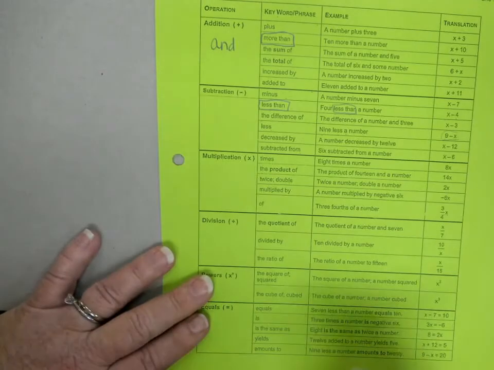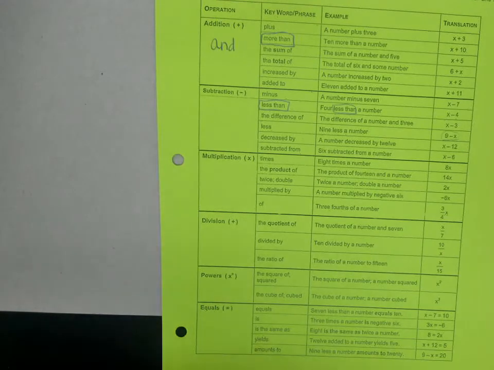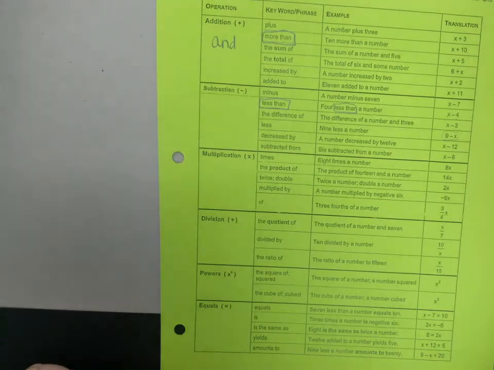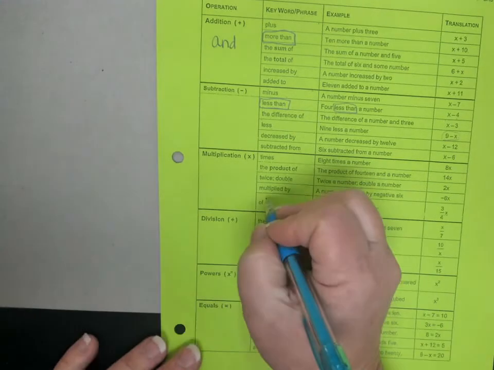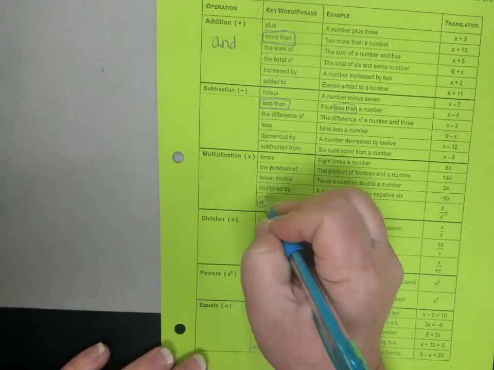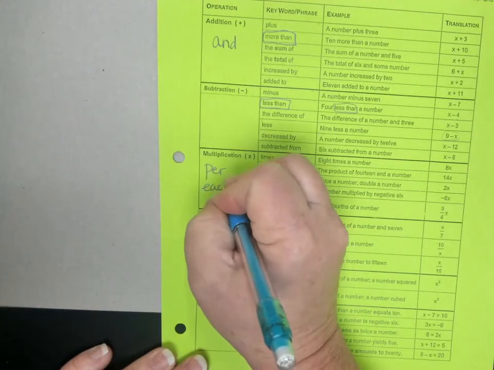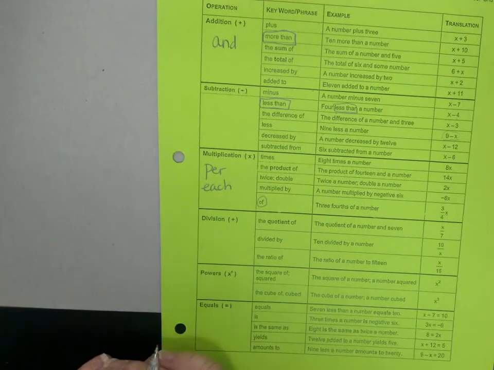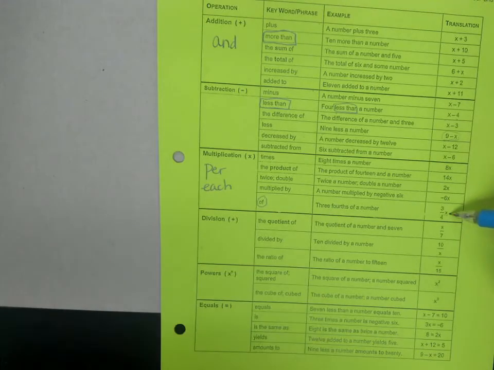Multiplication. Common words that mean multiplication: times, the product of, twice, doubled, multiplied by, of. Oh my goodness, this one is a lot. Also, per and each can mean multiplication. And here's the different ways that things can be shown. If you have a fraction, you just write the fraction next to the variable, 3/4 of a number.